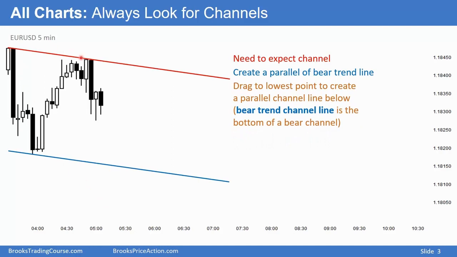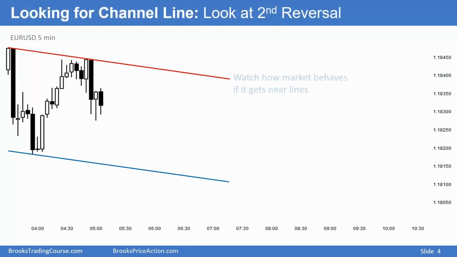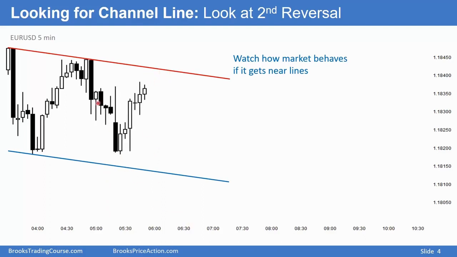Reversal down, 2 points. I draw a line, I create a parallel, drag it to the lowest point in between. And now we have a possible broad bear channel. What will the market do if it gets down to this blue line? Will it break strongly through it? Will it bounce up and test the upper line? We got near it and we reversed up. In fact, we did not even fall below this low.